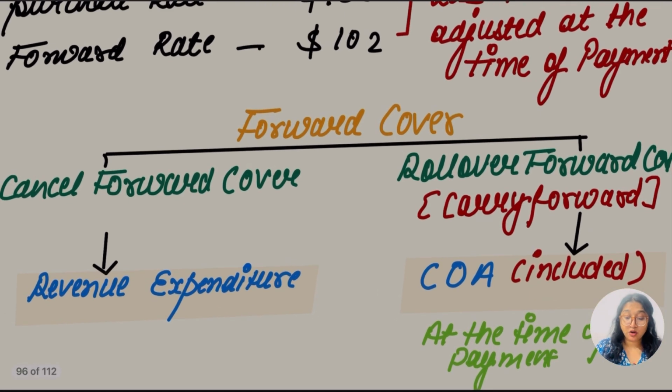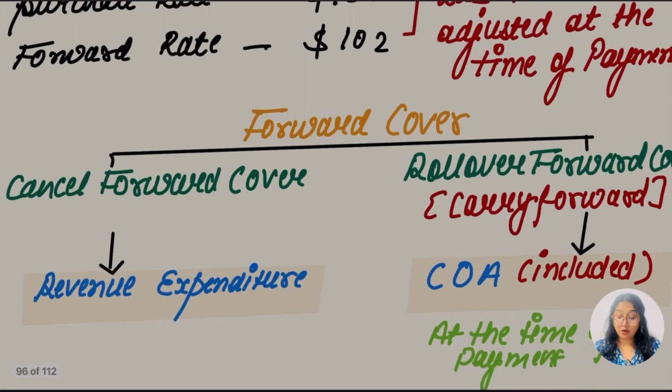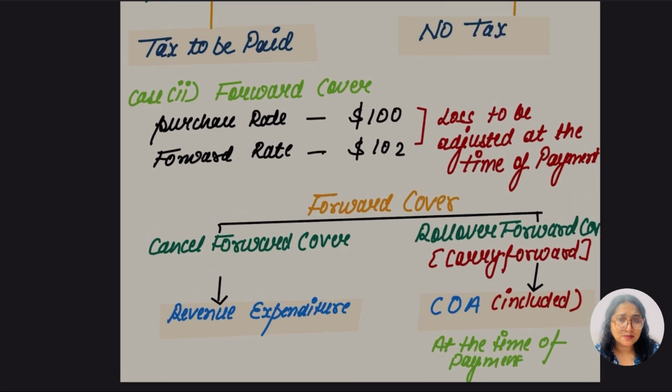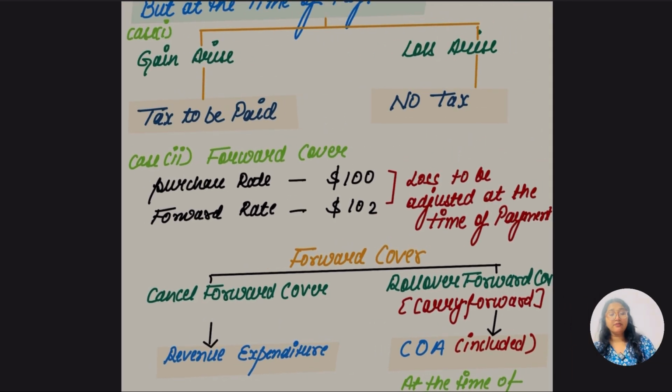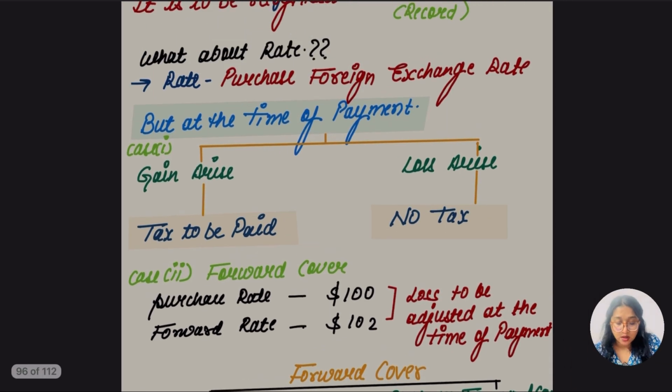In case of forward cover, it could be cancelled. If the forward cover is cancelled, then revenue expenditure is going to occur here. But what if the forward cover is rolled over? Then it is to be carried forward and included in the cost of acquisition at the time of payment. That much is understood. So far I have read these things, and I know what the rate is going to be.